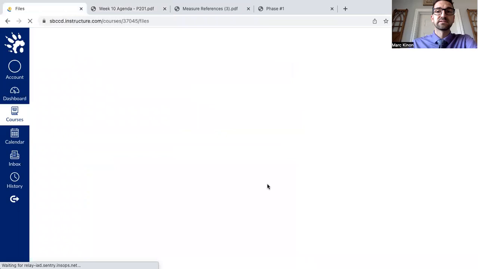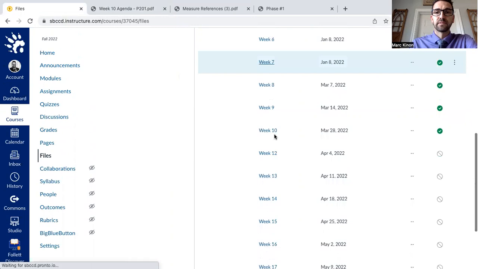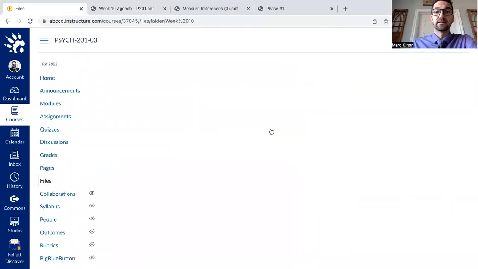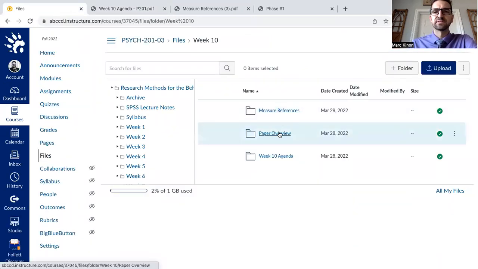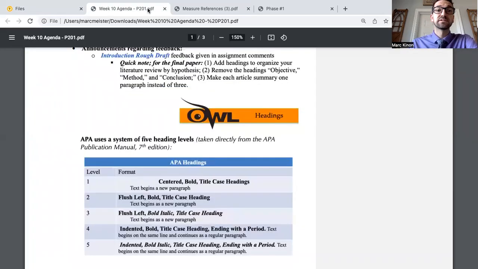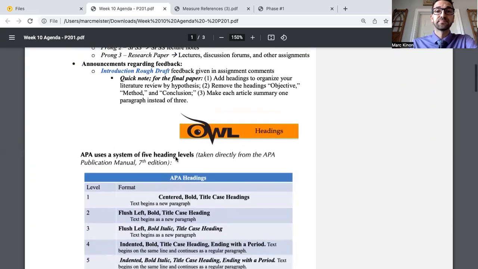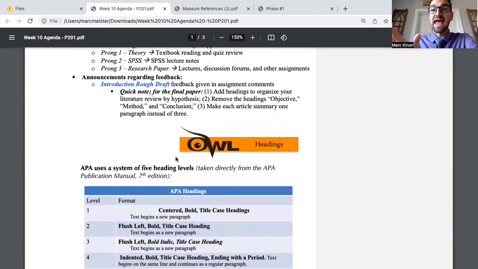If we go to files, and we're on week 10, I usually post it every week, but you'll see the paper overview. That's what I'm talking about. If you go to the paper overview, you're going to see examples of how to do this. If you look at the introduction section in the paper overview, it's using level one and level two headers. So that's what I want you to add now, just to make your paper extra better.